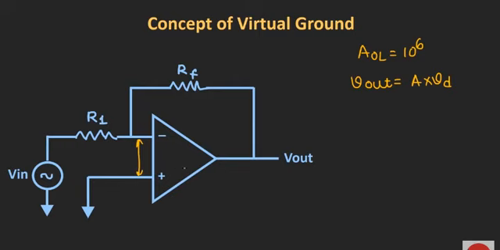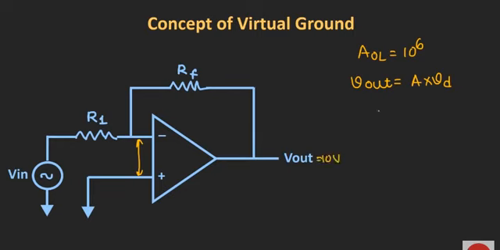Now here let us assume that through this negative feedback we are controlling the output voltage of this op-amp in such a way that the output voltage is always less than the saturation voltage, or we can say that we are operating this op-amp in a linear region. So let's assume that the output voltage is 10 volt.